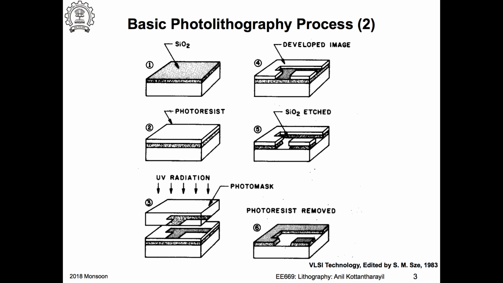So I can do further processing here. For example, I can do an ion implantation. The silicon dioxide on the surface acts as a mask for ion implantation, right? You can implant only in this region. So that is the basic idea. We'll discuss it further in the next lecture.